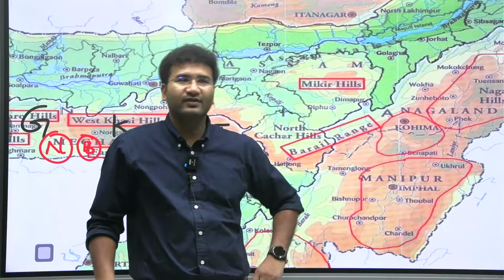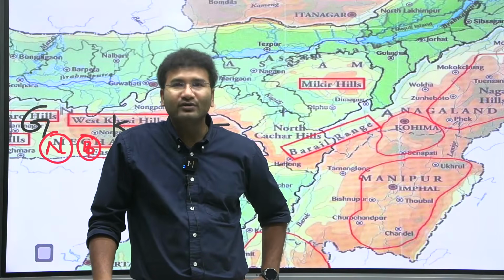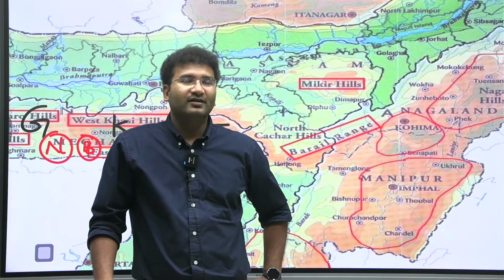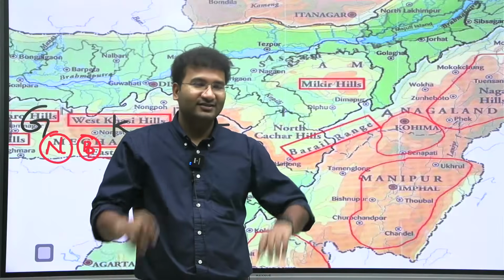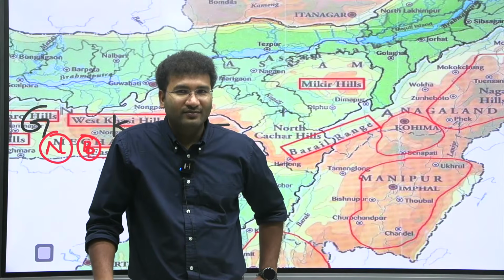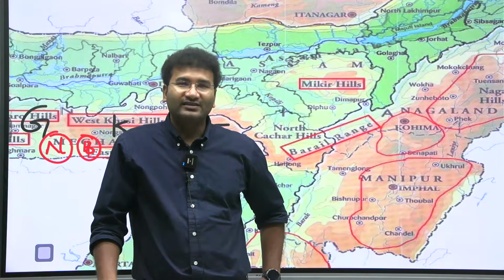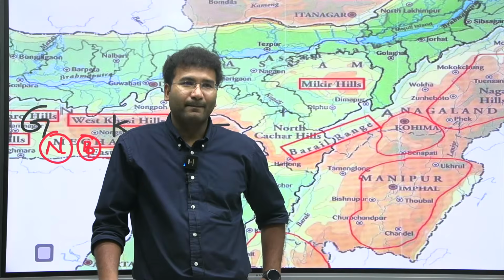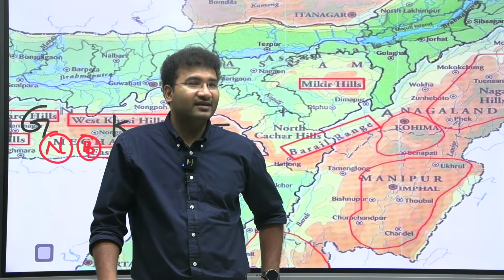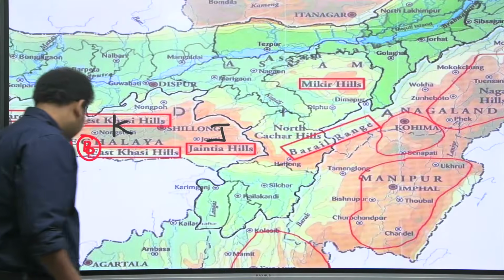The national parks of Nagaland are Intanki. Manipur, Keibul Lamjao. Mizoram, Murlen and Blue Mountain. What is the other name for the Blue Mountain? Phawngpui. Bison and clouded leopard in Tripura. So these are the national parks.